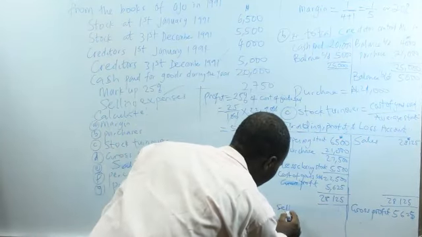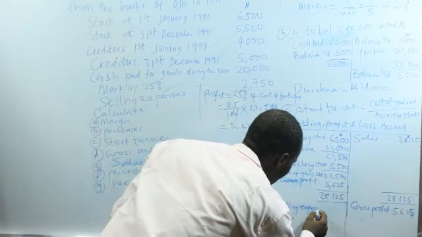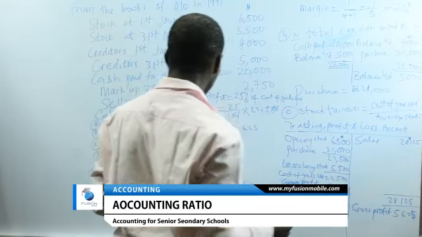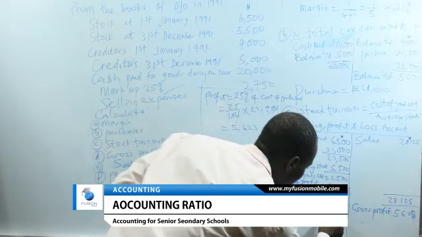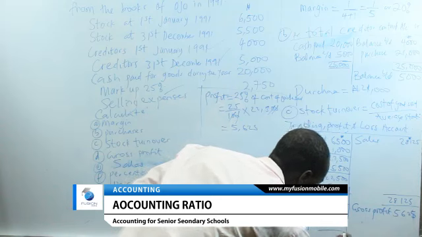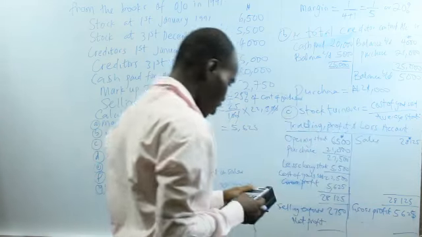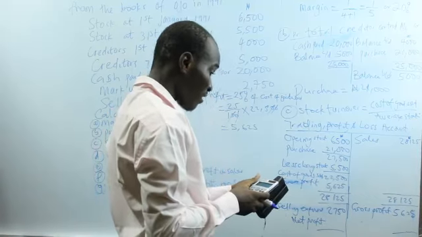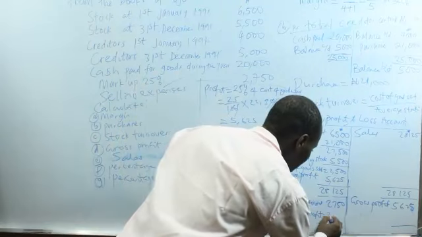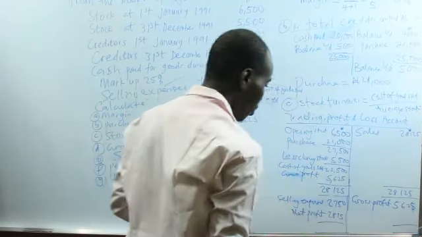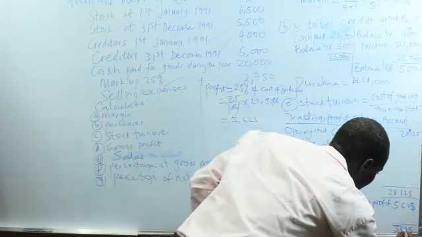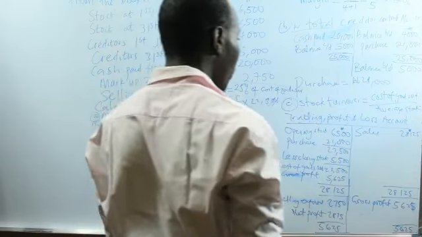We have the selling expenses, which is 2,750. So we can calculate our net profit. That is the difference between the net and the gross profit. So gross profit is 5,625 minus 2,750, and that gives us 2,875. So we are done with the trading profit and loss account.